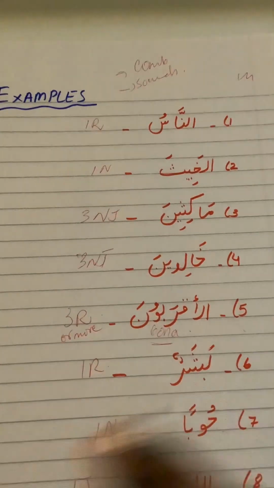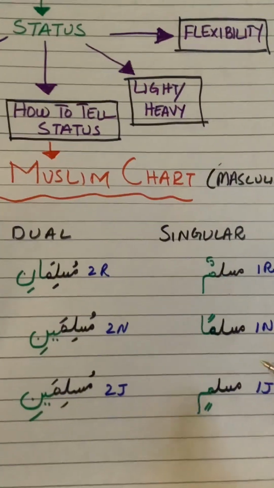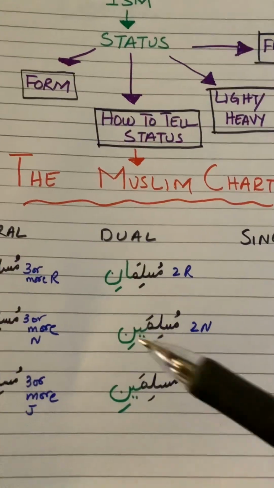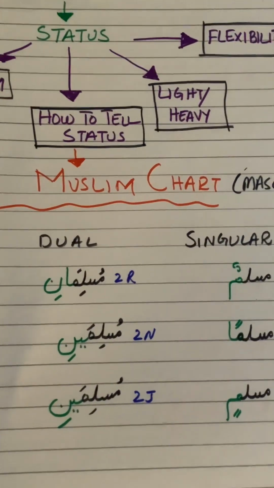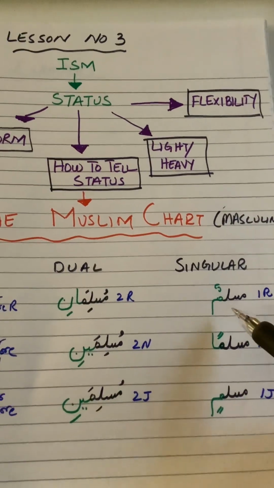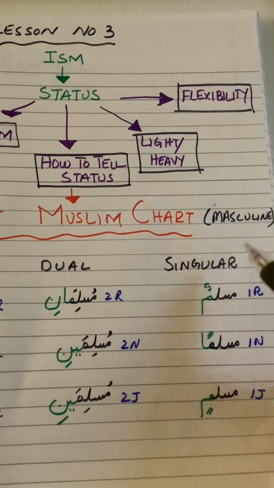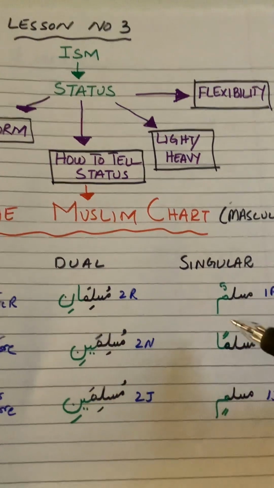So you see that it's so important to learn the Muslim chart, because when you know the Muslim chart, you are able to identify an ism and tell is it a rafa, nasb or jar. So this Muslim chart is basically a masculine Muslim chart, and the masculine Muslim chart is basically inclusive. That means that the feminines can also be included.